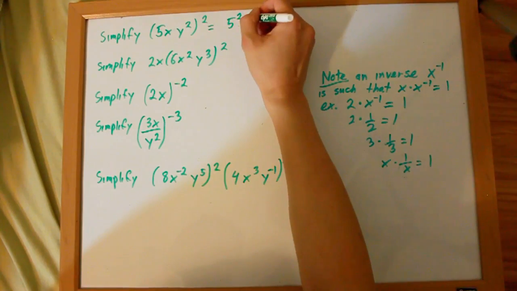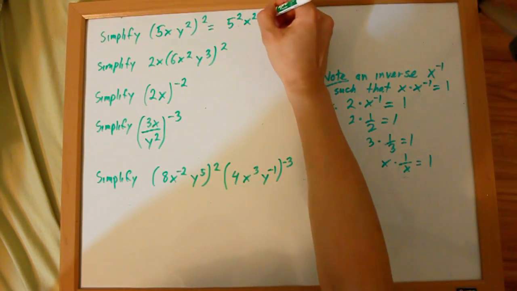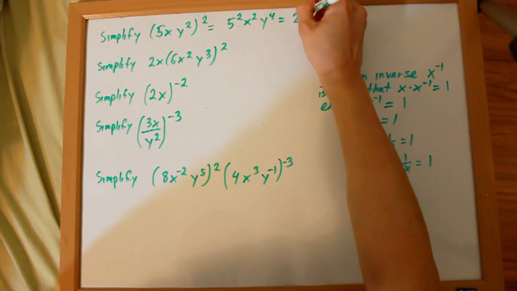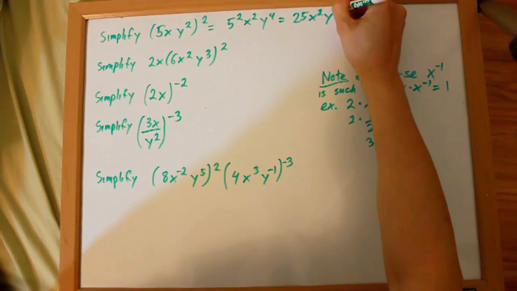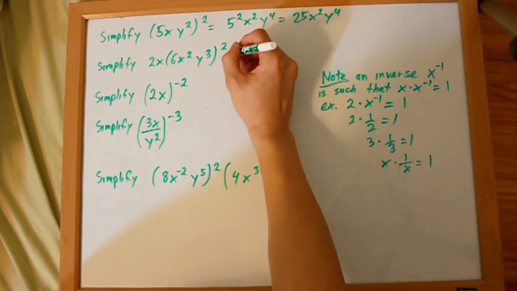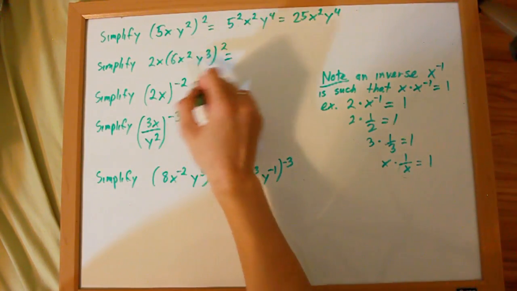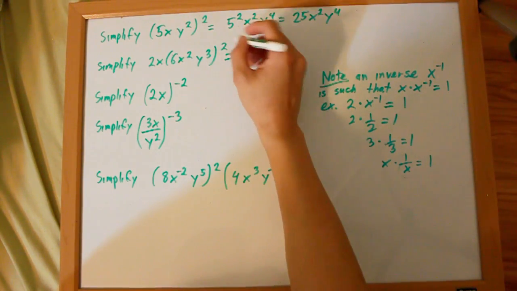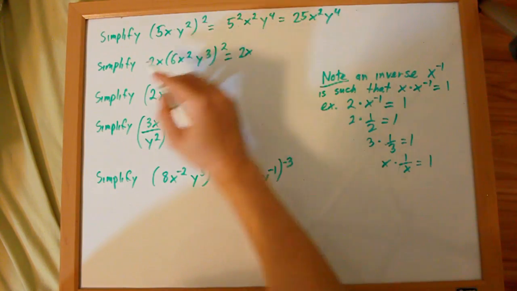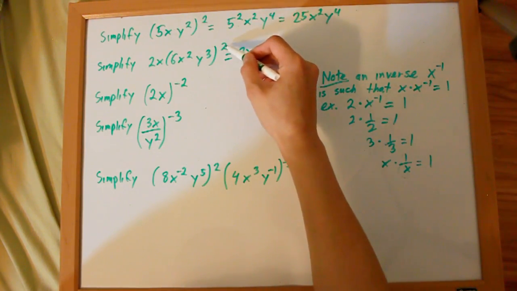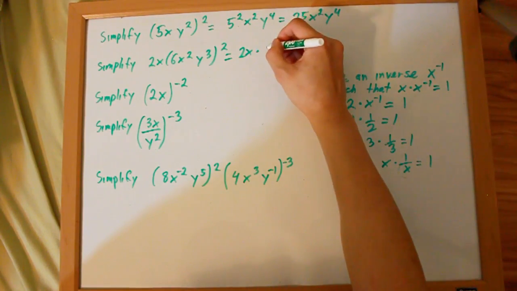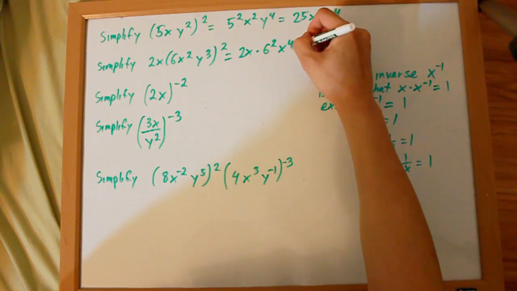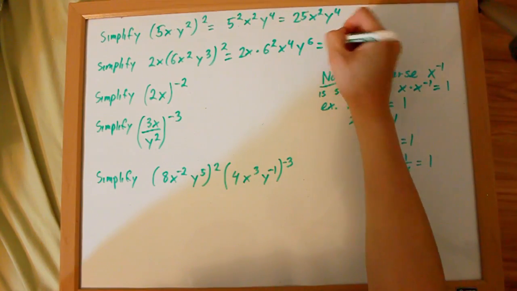So it becomes 5 squared, x squared, y, 2 times 2 is 4, and you get 25x squared y to the 4th power. Similarly, for our second problem, 2x parentheses 6x squared y cubed to the power of 2. So 2x remains outside because it's not being applied. This power of 2 is not applying to that, so leave that alone. 6 squared x, 2 times 2 is 4, and then y to the 6th power.